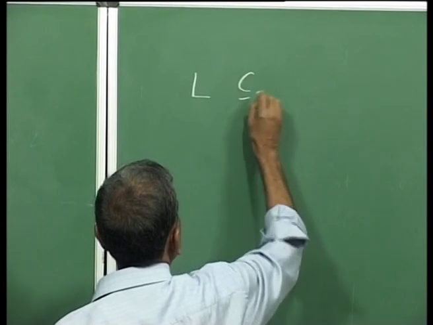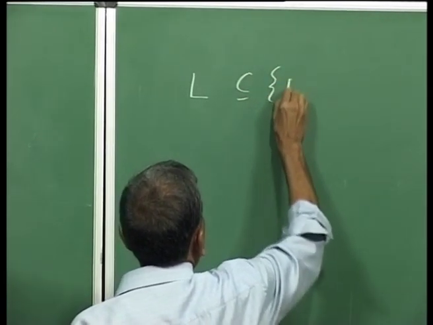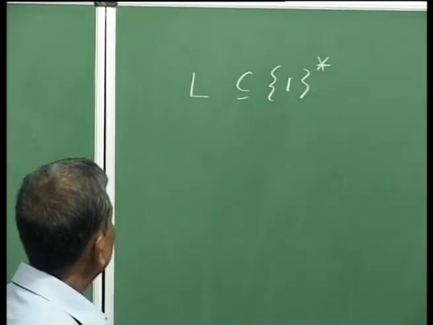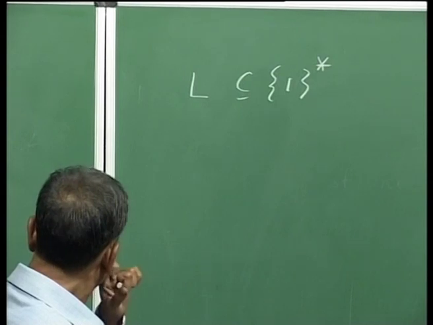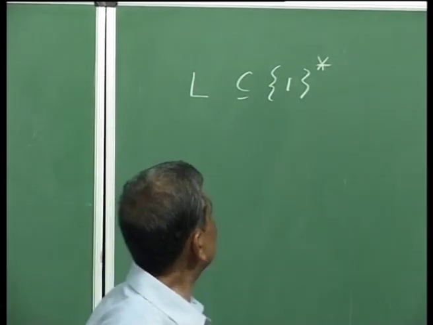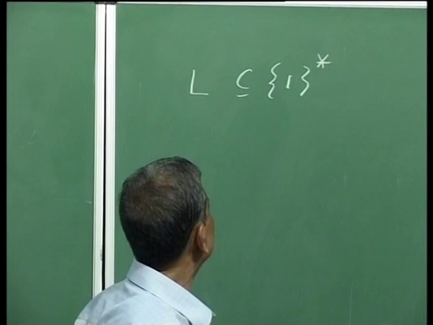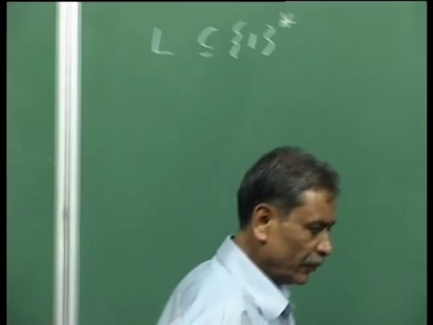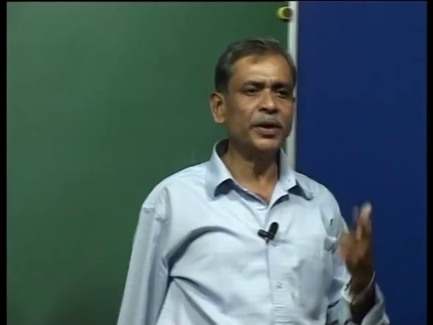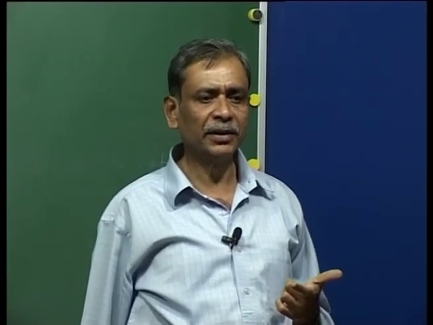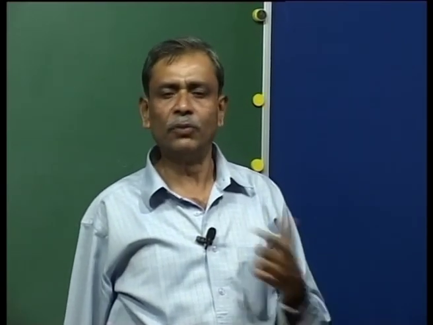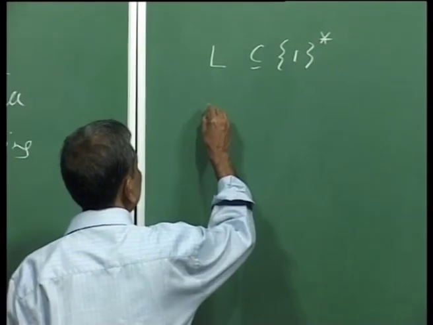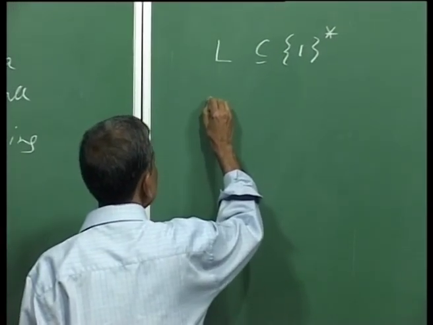Firstly, this language is a unary language, that means the alphabet for the language has only one symbol. So, therefore, the language in this case is a set of strings, each string is just a bunch of ones. And our language will satisfy this.